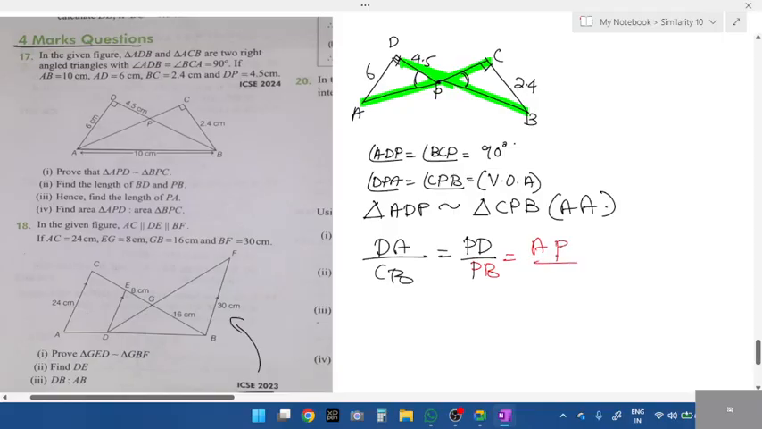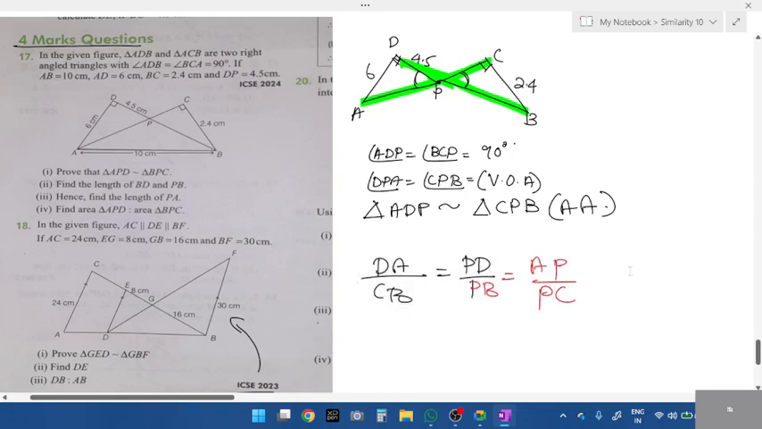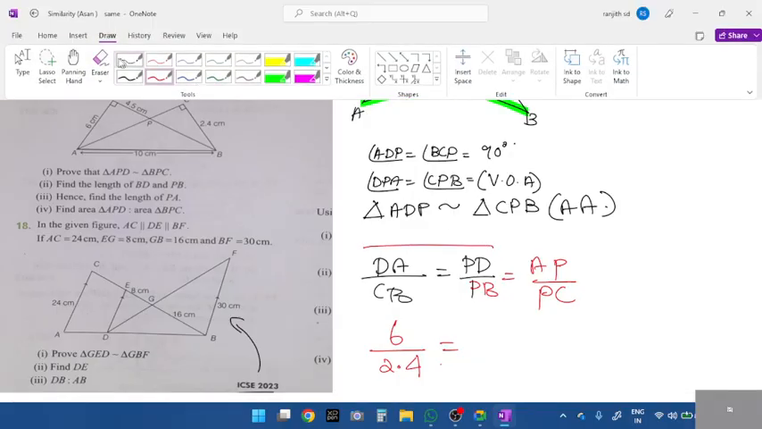AP divided by right hand side? PC. If you answer properly, I won't question you all, students. I'll just write and we'll complete. You are giving wrong answers. What is DA value? 6. What is CB? 2.4. Yeah, compare these two. Out of these three values, now one more question.